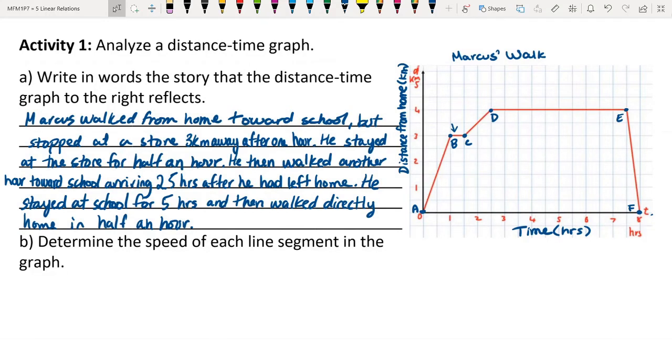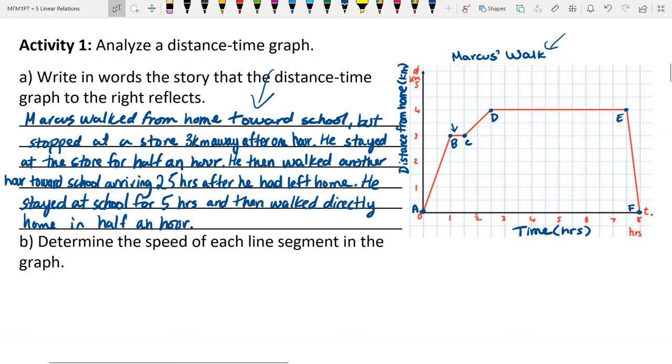I want to help you out with activity 1, which asks you to write in words the story that the time distance graph to the right reflects. Now I've changed the time distance graph slightly. I've added the points at the beginning and end of every line segment, and I've added letters to represent those points. I added the time down here on the x-axis, the label, and the label for distance from home on the y-axis. I've also given my graph a title, Marcus's walk. And over here I've used words to describe the movement that is reflected in the graph.